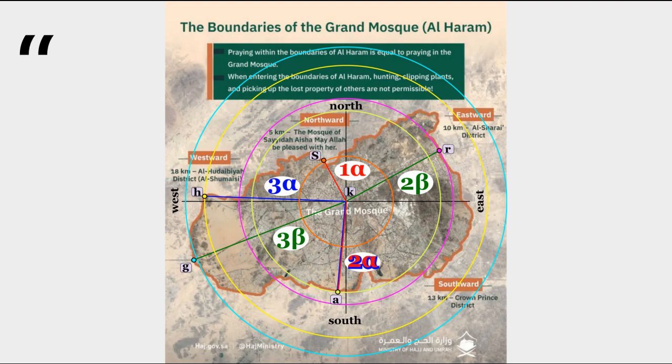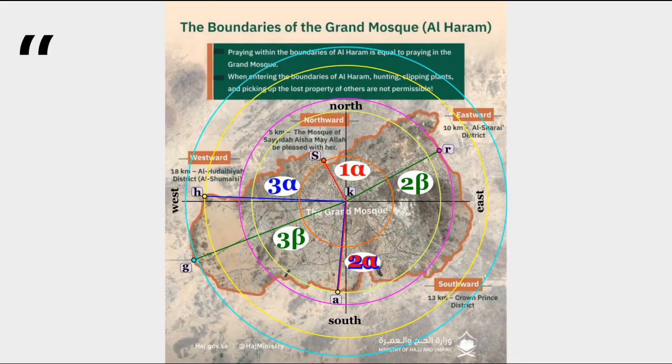Blue circle, west-south boundary ratio 3:2. This circle places the western and southern points relative to the Kaaba, all based on the unit alpha. Points, point H west, Al-Hudaybiyah and point A south, Al-Akisiyya. Ratio, HK to AK is 3 alpha to 2 alpha.